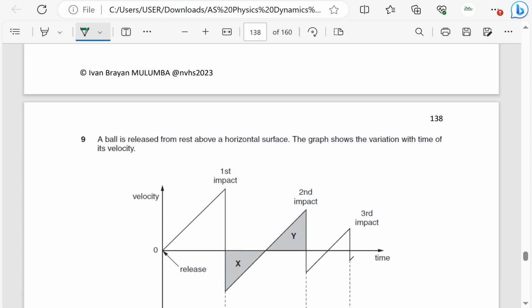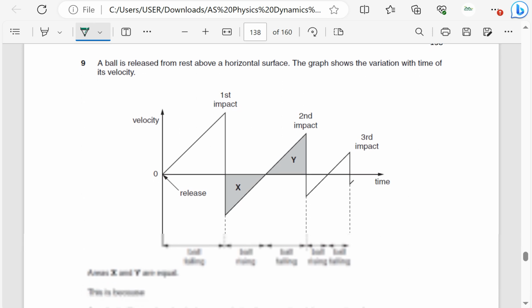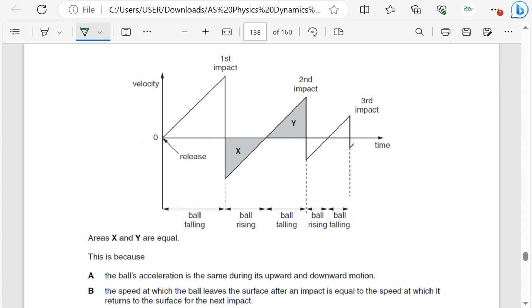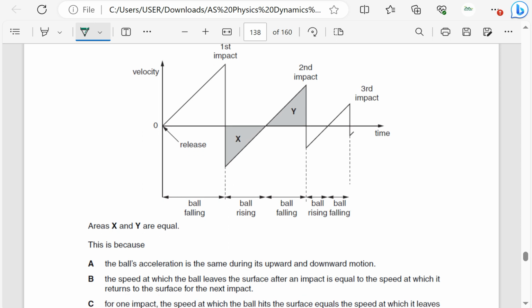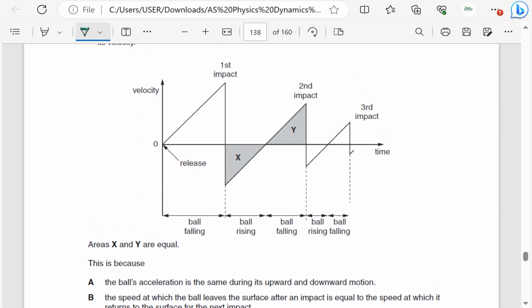A ball is released from rest and above a horizontal surface. The graph shows the variation with time of its velocity. So areas x and y are equal. This is because the ball's acceleration is the same during its upward and downward motion. Of course, for a velocity-time graph, the acceleration is the gradient.